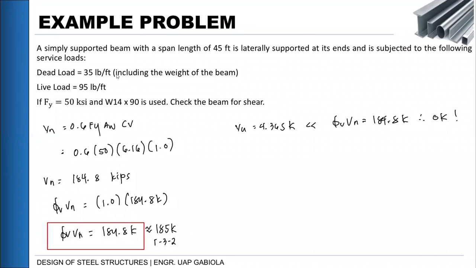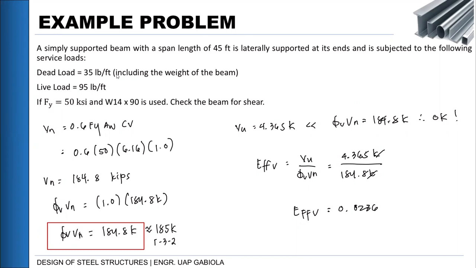Pero again, for most W-shaped sections, masyado talagang sobra ang capacity ng shear. Okay? When we check the efficiency for shear, we have yung Vu natin over Vn. So that is 4.365 kips all over 184.8 kips. Okay? Makikita nyo yung efficiency natin is 0.0236. So masyadong over design talaga siya.